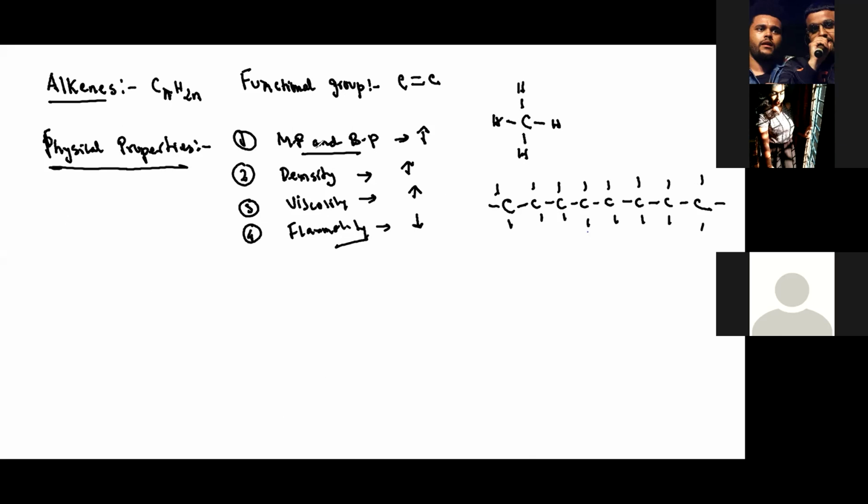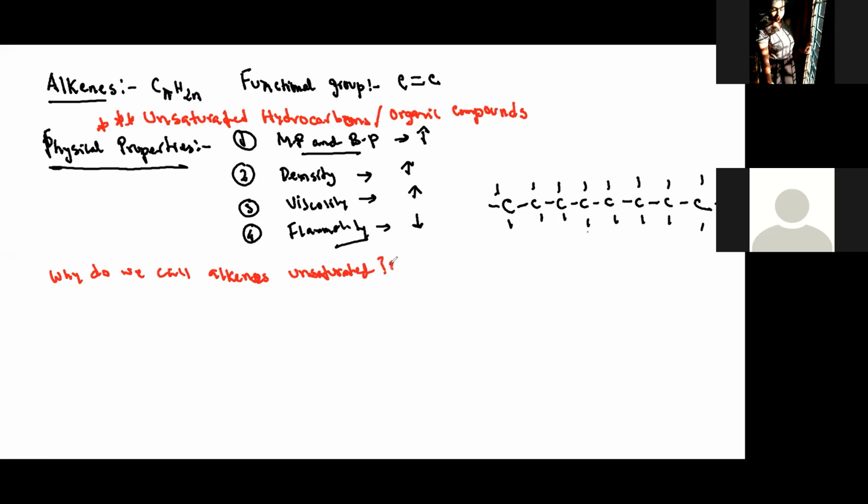Achha. Anything else? Here you have to remember one thing, that alkenes are unsaturated hydrocarbons, or organic compounds. Why do we call them unsaturated? As some other atoms can be added besides hydrogen and carbon.